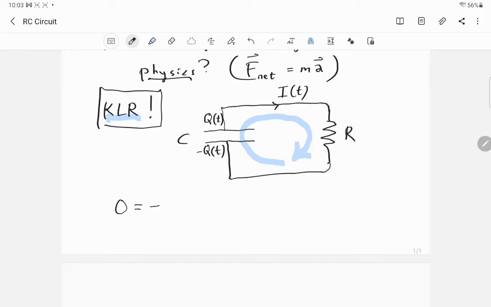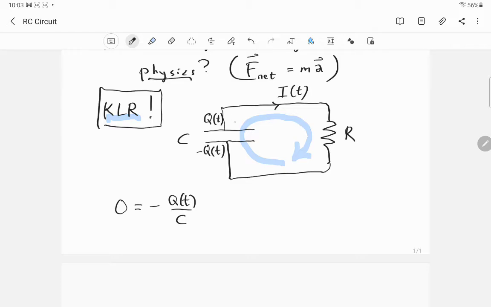But the voltage across a capacitor in terms of the charge is the charge separated across the capacitor divided by the capacitance. So this is the drop across the capacitor in this direction, which secretly is a gain. That's why I put the minus sign. But then the assumed current flow, which is actually a good choice, is down through the resistor.